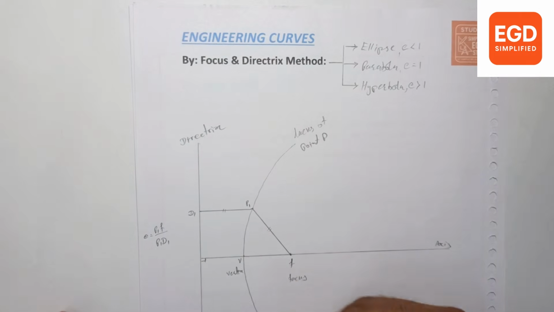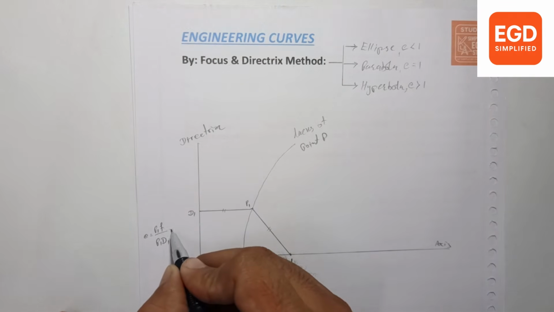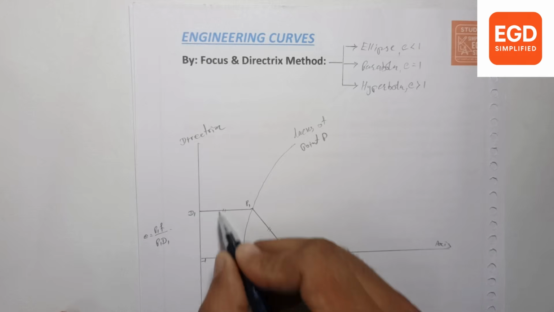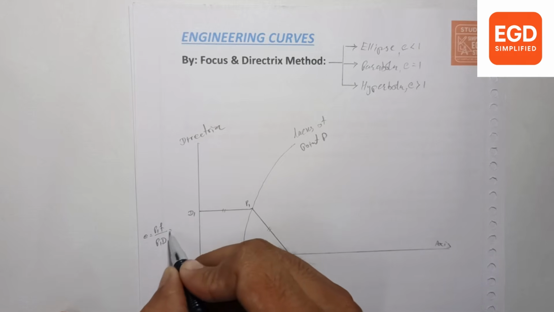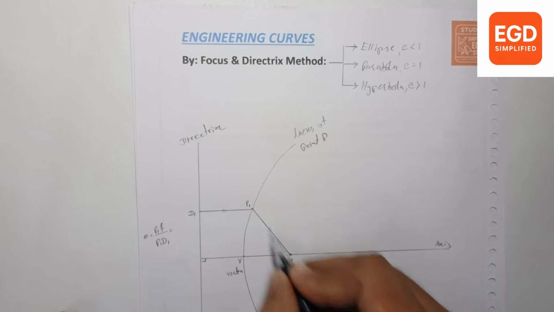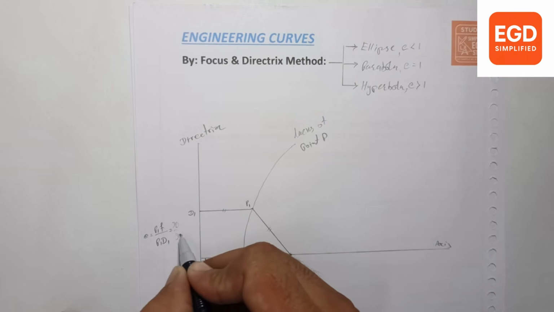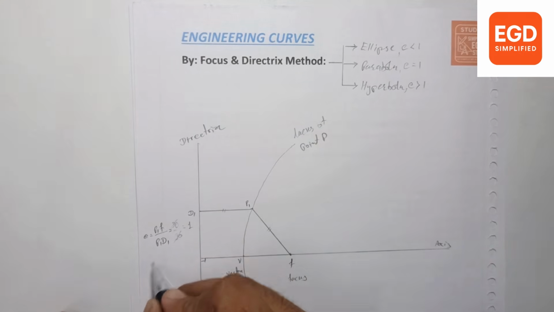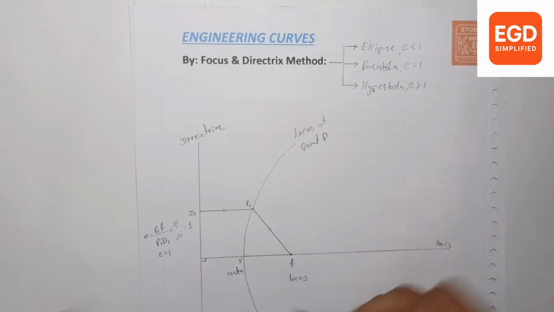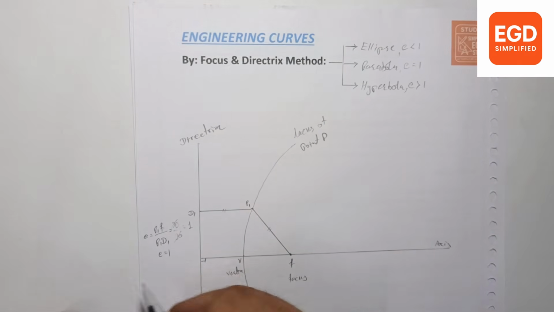This ratio will be kept constant as point P travels, and if both distances are the same, let's take 30 mm and 30 mm, so 30 by 30 is equal to 1, which means the eccentricity will be 1. When the eccentricity is 1, the curve generated is called a parabola.